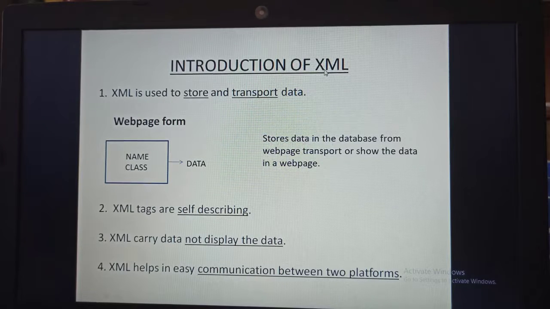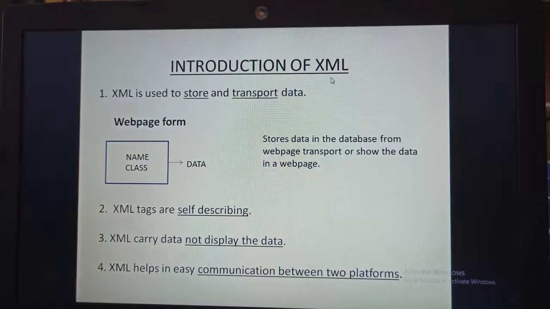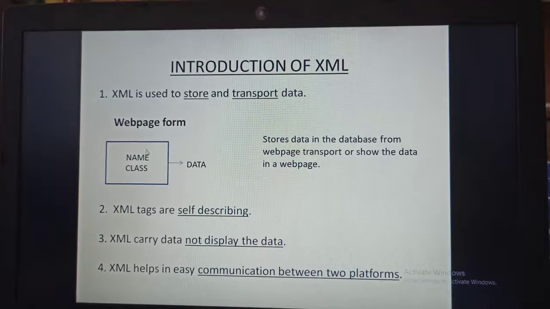Next is introduction of XML. Number 1, XML is used to store and transport data. Supposing we are making a web page form. In a web page form, we put the data like name, class, roll number, etc. So we can store the data from this web page form in a database, and we can transport the data or show the data in the web page. So XML is used to store and transport data.